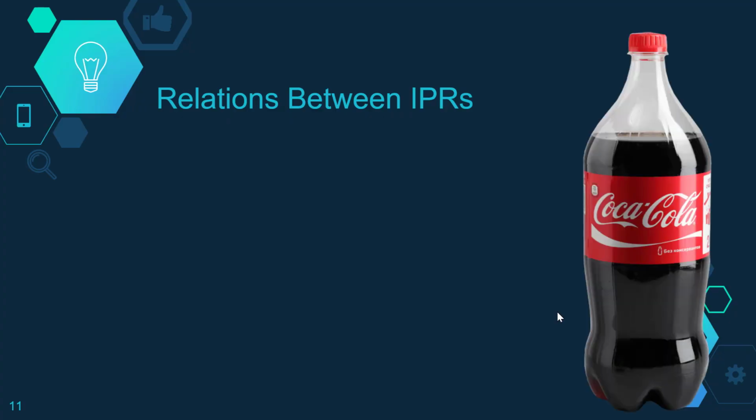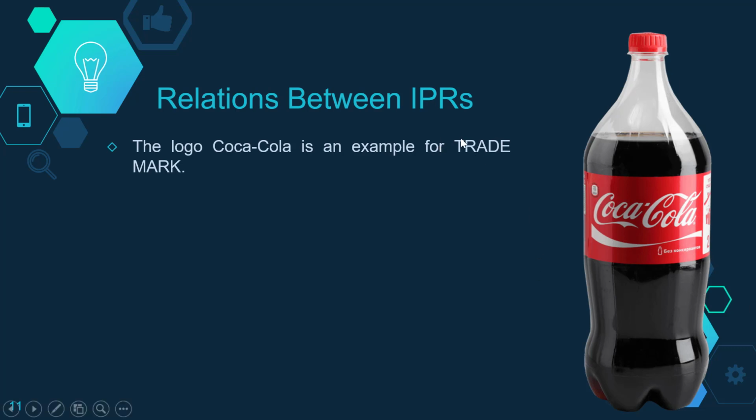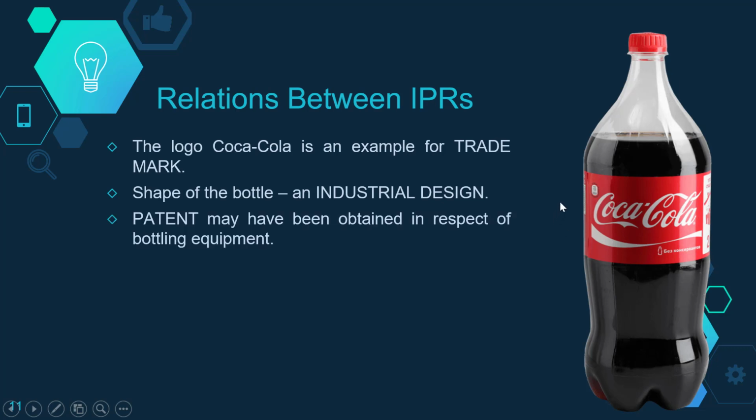Relation between the intellectual property rights. If you could look at my screen, it's an example of a Coca-Cola bottle. So the logo Coca-Cola is an example of a trademark. The shape of the bottle, the way it is designed, is an example of industrial design. A patent may have been obtained in respect of the bottling equipment.